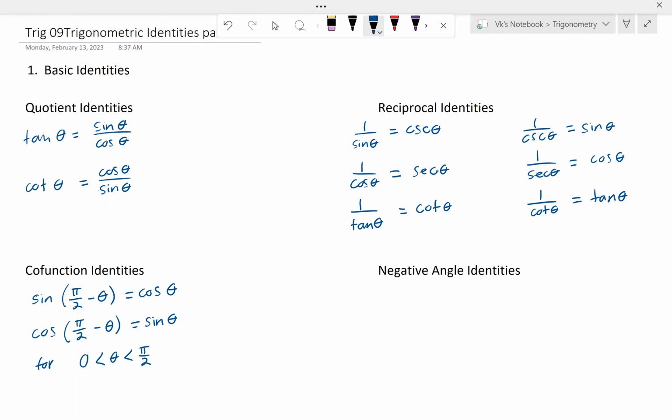Negative angle identities. Sine of a negative angle is negative sine of the angle, and cosine of a negative angle is cosine of the angle. Pretty cool.